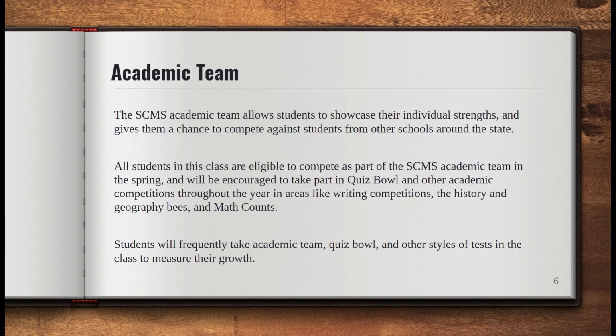Academic team. The SCMS academic team allows students to showcase their individual strengths and gives them a chance to compete against students from other schools around the state. All students in this class are eligible to compete as part of the SCMS academic team in the spring, and you will be encouraged to take part in things like Quiz Bowl and other academic competitions throughout the year in areas like writing competitions, the history and geography bees, and MathCounts, which should all be happening again this year. Students will frequently take academic team, Quiz Bowl, and other styles of tests in the class to both measure your growth and give you an idea if this type of competition is good for you.